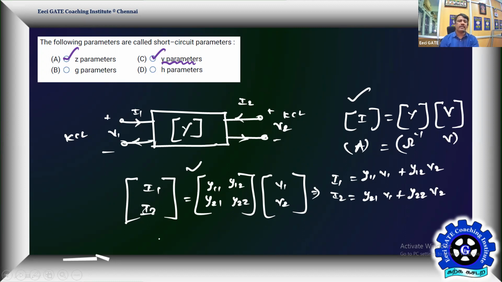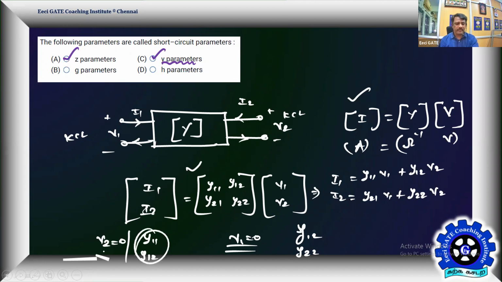Why do we call it short circuit parameters? If I make V1 0, that means the input port is short circuited, and I can find Y12 and Y22. If V2 is made 0, the output port is short circuited, and I'll find Y11 and Y21. The first column is with V2 0, and the second column I can identify with V1 0. So V1 0, V2 0, we call them short circuit conditions. This is output port short circuit and this is input port short circuit. So all the Y parameters we call short circuit parameters.